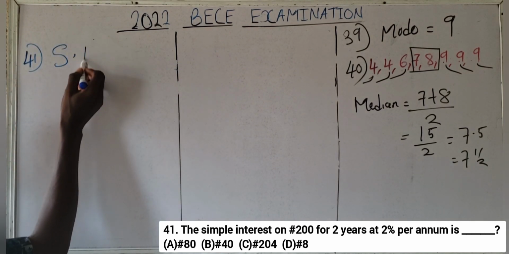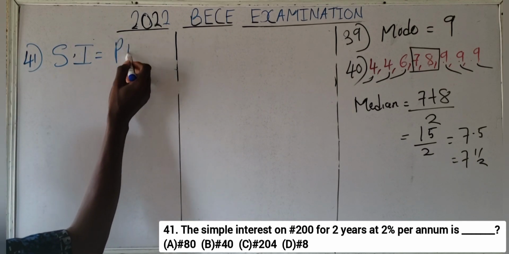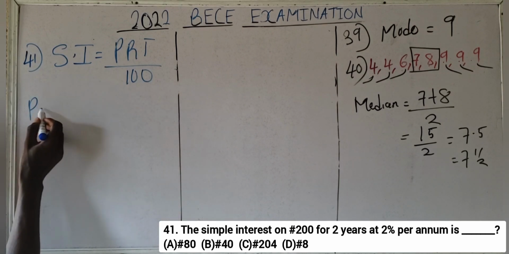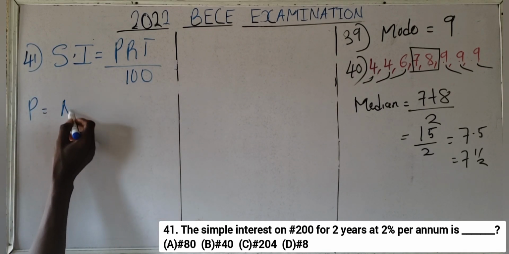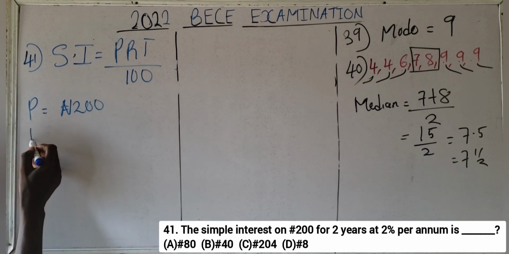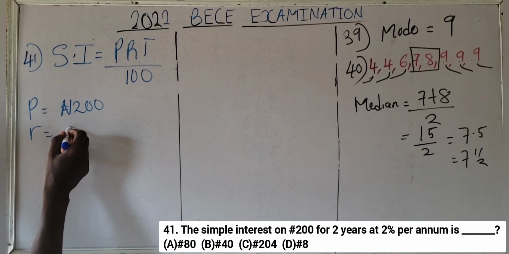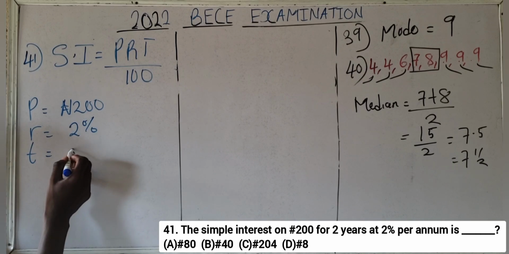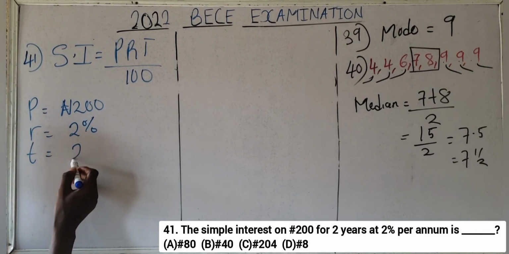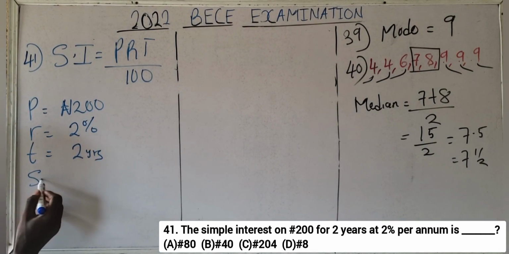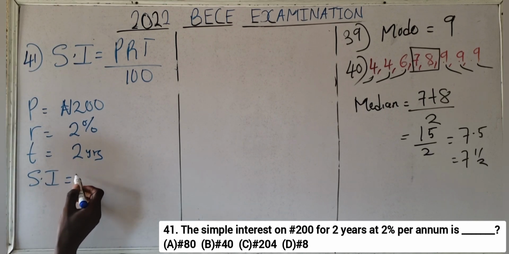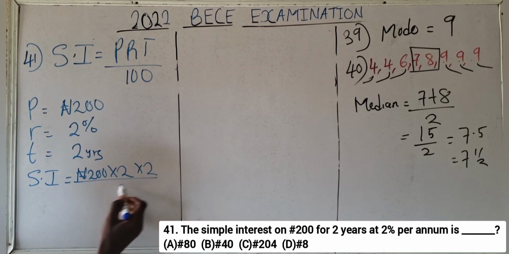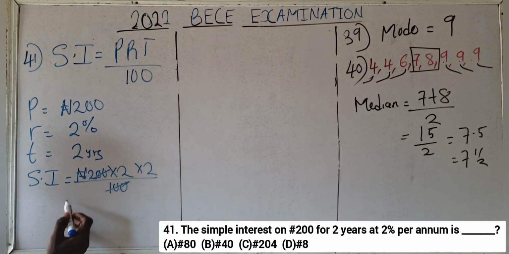Don't forget that simple interest is given by this formula: principal times rate times time, all over 100. You understand? The principal in that question is 200 naira, and the rate, which is R, is 2%, and the time, which is the period, is 2 years. So with this formula, you can just substitute. The simple interest is equal to 200 naira multiplied by 2 all over 100. You understand? So this zero can cancel this zero.